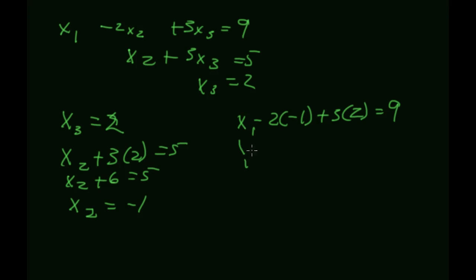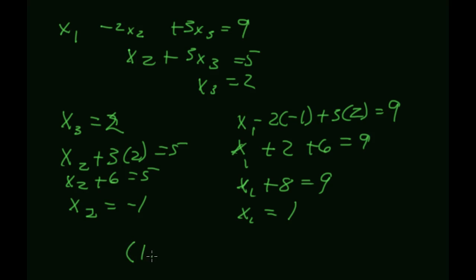So x1 plus 2 plus 6 is 9. x1 plus 8 is 9. x1 is 1. So we know that the ordered triple 1, negative 1, 2 is the solution to the system.